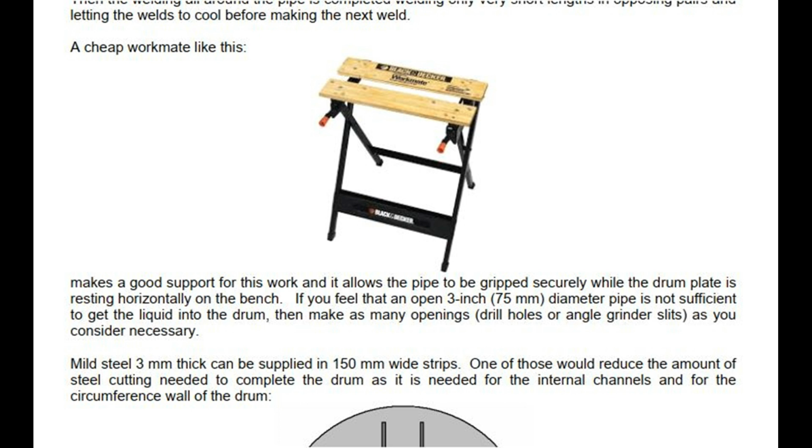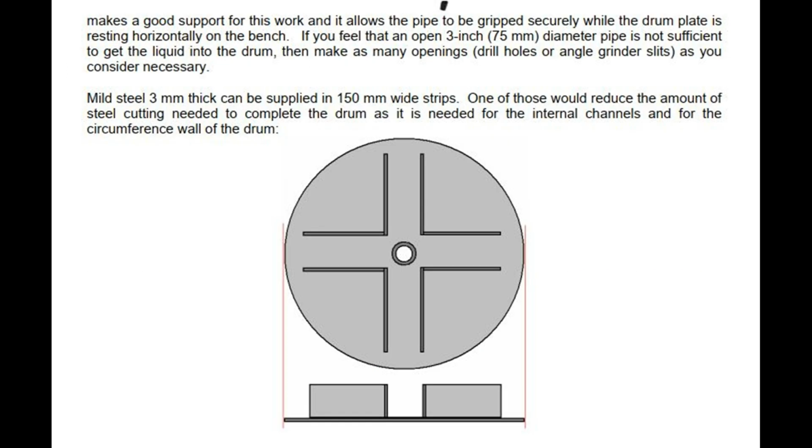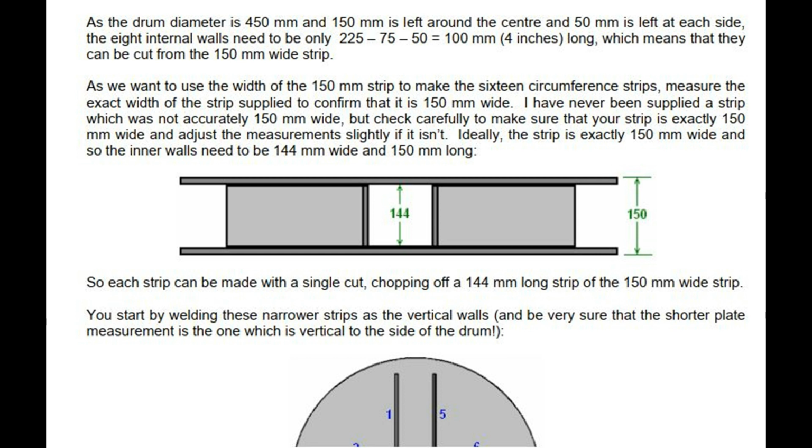Mild steel 3 mm thick can be supplied in 150 mm wide strips. One of those would reduce the amount of steel cutting needed to complete the drum, as it is needed for the internal channels and for the circumference wall of the drum. As the drum diameter is 450 mm and 150 mm is left around the center and 50 mm is left at each side, the 8 internal walls need to be only 225 minus 75 minus 50 equals 100 mm, 4 inches, long, which means that they can be cut from the 150 mm wide strip.